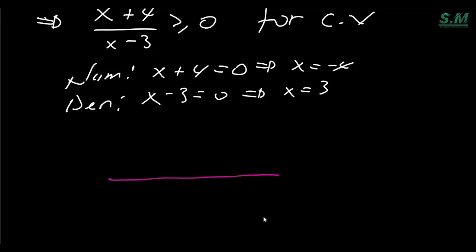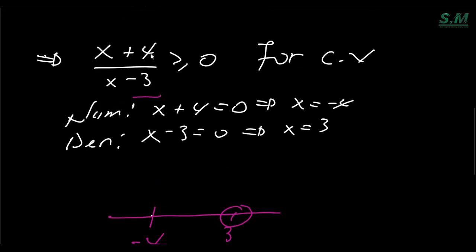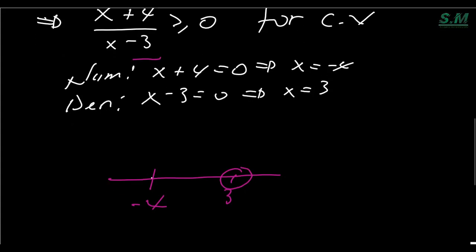So I'm going to trace a number line in which we have our critical values. We have negative 4. Negative 4 can be included since it satisfies this particular inequality. Now the next is the point 3. 3 is not defined, so it is going to be excluded from the domain. So we are going to check the signs of our respective regions. I'm going to use a different color to illustrate that. If we take any value between negative 4 and 3, like 0, and substitute in x plus 4 divided by x minus 3, we get 4 divided by negative 3, which is negative. So this region will be a negative region.